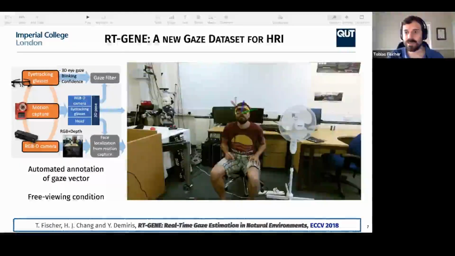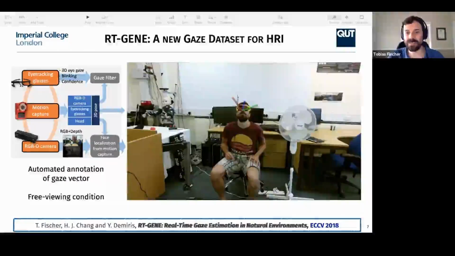And that has the advantage that it allows you to annotate the gaze vector at any time, in real time, in free viewing conditions, and the person can look around without having to look at any particular target. So the person can just go on with their normal daily life, let's say, and I can still capture those training samples.